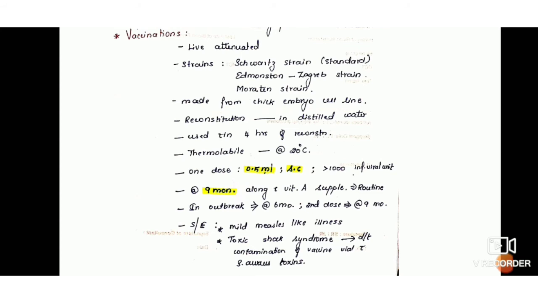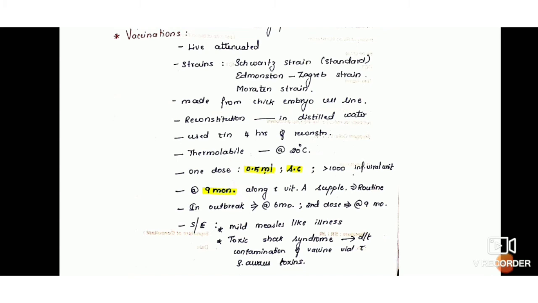And these vaccines are made from chick embryo cell line, and are available in lyophilized form, so we have to reconstitute them with distilled water, and after reconstitution we have to use within 4 hours. This reconstituted vaccine is thermolabile, so we have to store it at 2 to 8 degrees Celsius. One dose is 0.5 ml subcutaneous. One dose contains more than 1000 infective viral units.